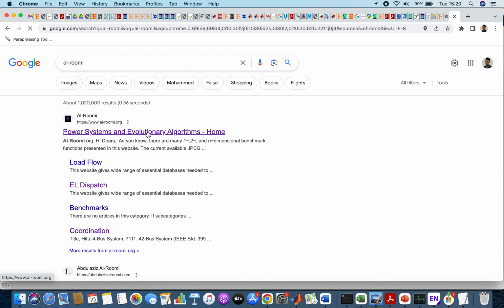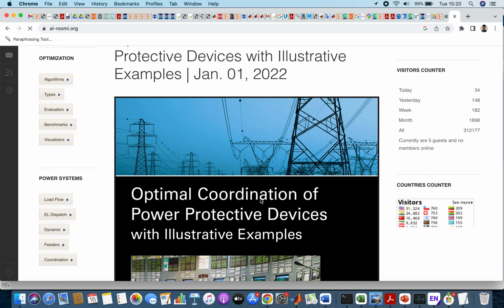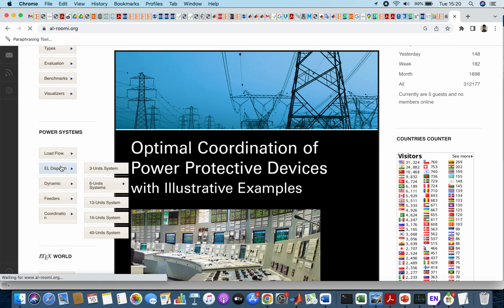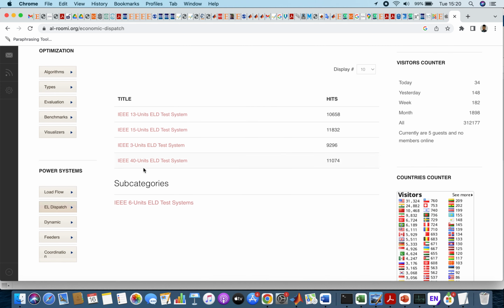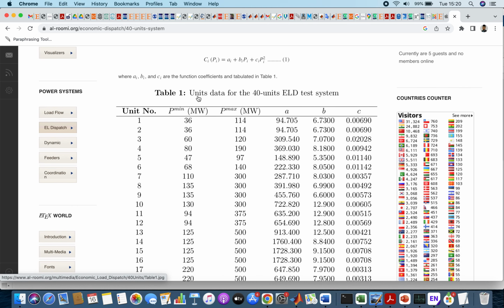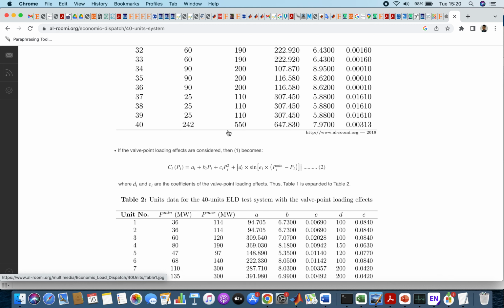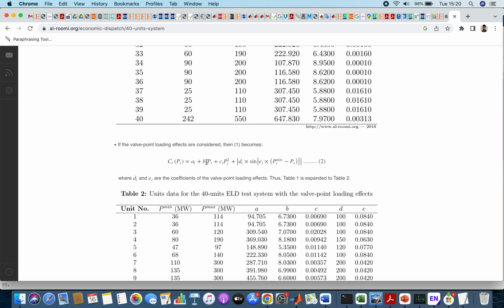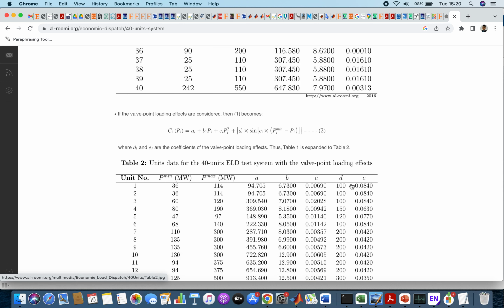For 40 generators, as I said previously, you can get the data at albumi.com, at the economic load dispatch. So your assignment is using 40 units. I think you try to do this one first: only alpha, beta, gamma, or A, B, C, minimum, maximum, and try to find the results. This one is where we consider the valve loading effects, so there are 2 additional coefficients.